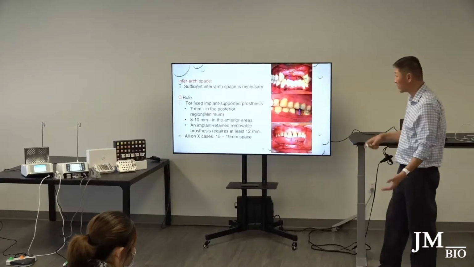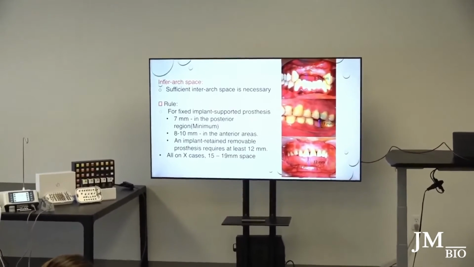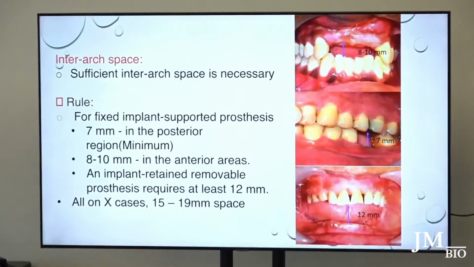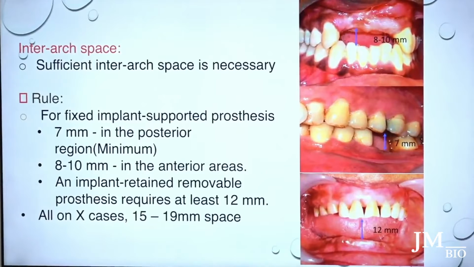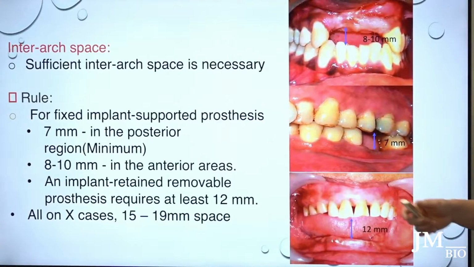And then obviously, you have to have interarch space. You have to have sufficient space: 7 millimeters for just a single tooth in the posterior, 8 to 10 in the anterior region, and the all-on-X cases obviously require more. That's the reason for the bone reduction, because whatever appliance you're going to make, there are bars or whatever that are required.